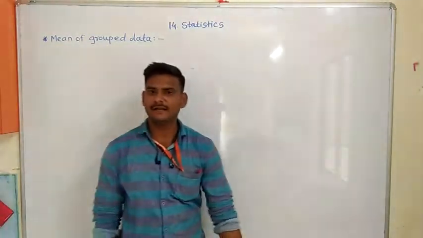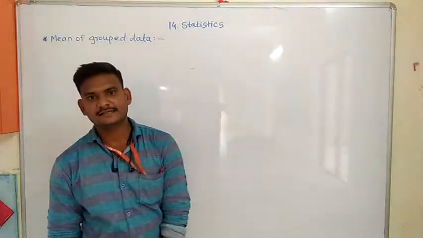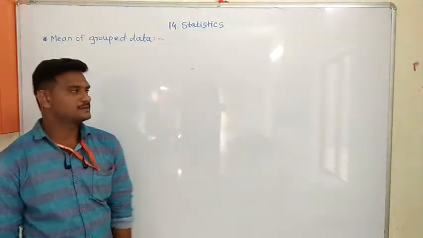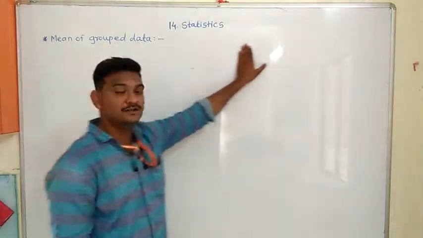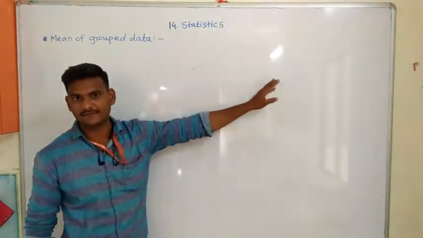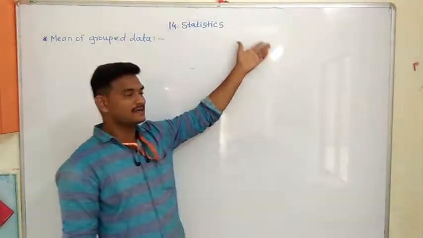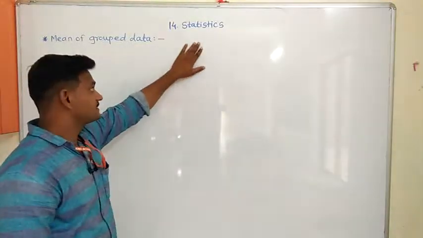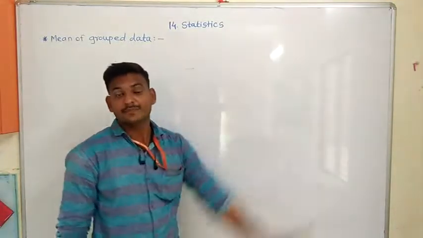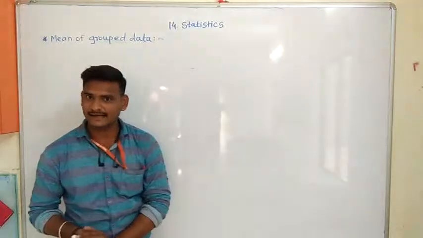In yesterday's class, we completed chapter number 13, that is surface areas and volumes. In today's class, we are going to start a new chapter, which is the easiest chapter in mathematics, and it is very interesting: statistics. We have seen this chapter in class 9th also.